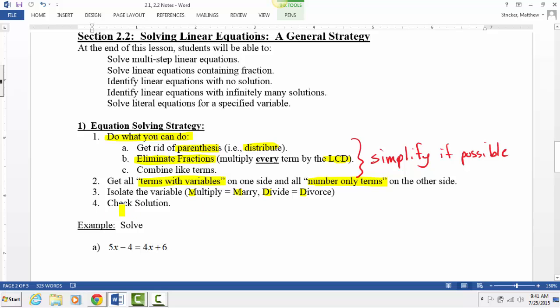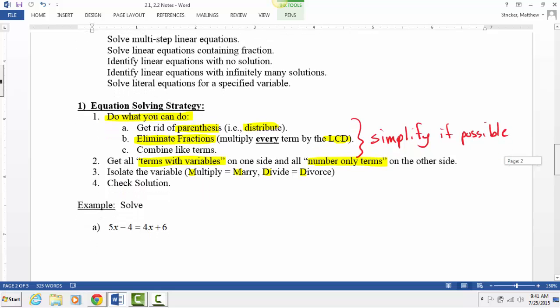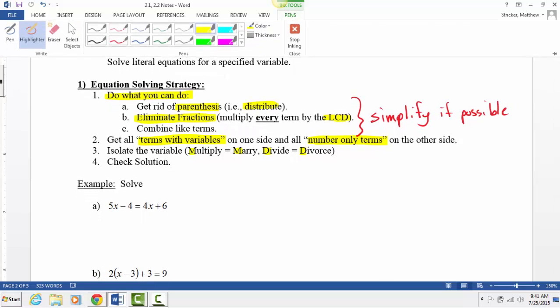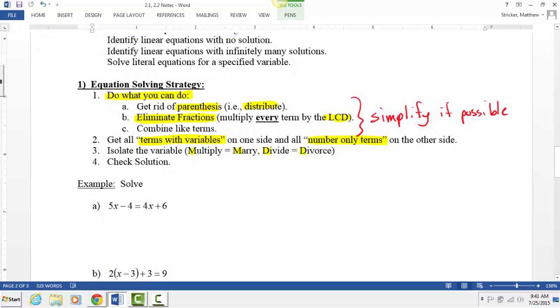And then the last thing, of course, we can check solutions. So let's try this process with an example. So do what we can do in the first step. Is there anything here that we can simplify? Are there any parentheses? No. Are there any fractions? No. Are there any like terms on either side of the equation? Not really. We have an x term and a number term. X term, number term. So we can't do anything there.